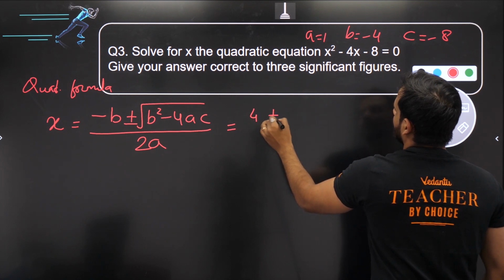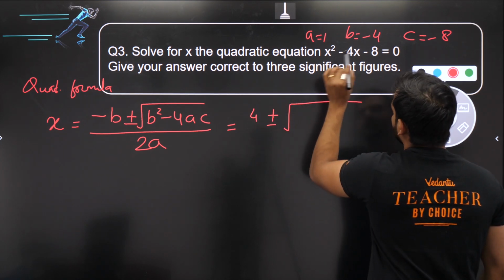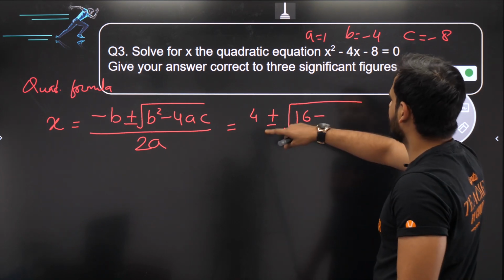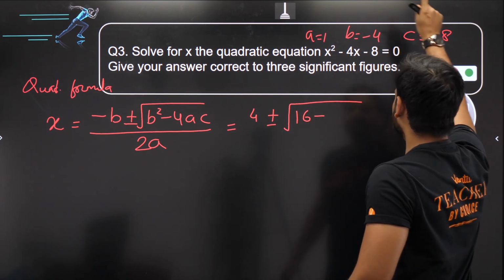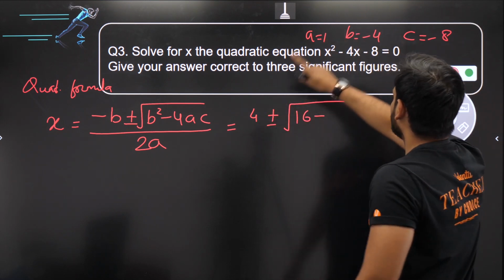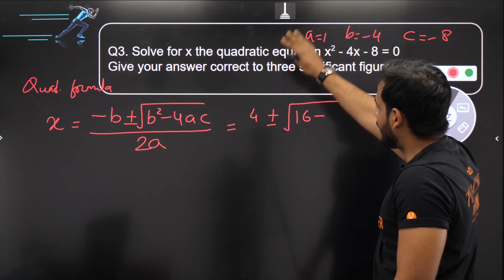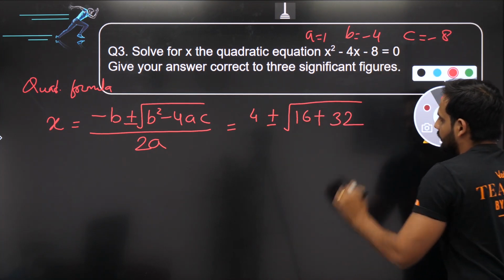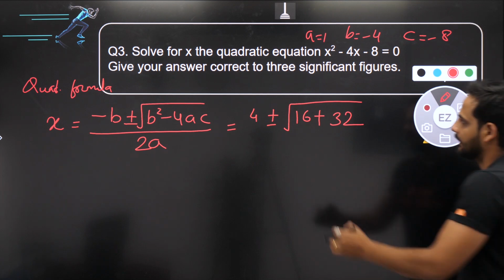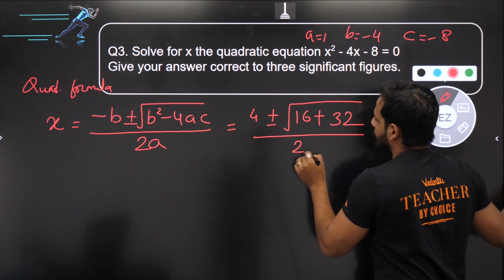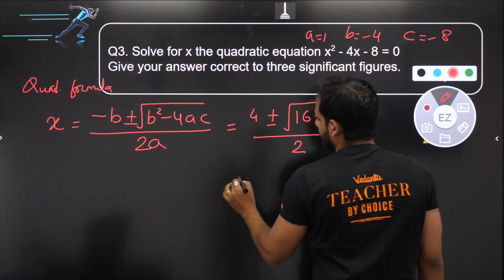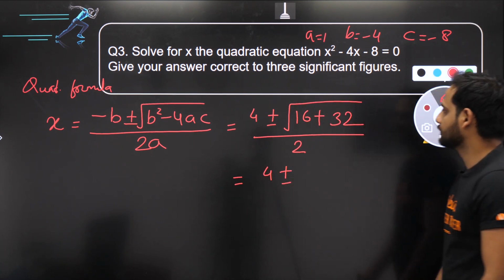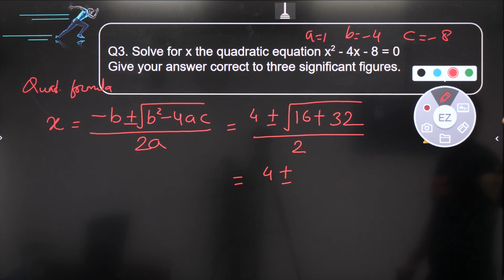Plus 4 plus minus under root of b square, minus 4 square is 16, minus 4 into 1 into minus 8. So minus 4 into 1 is minus 4, and minus 4 into minus 8, minus into minus will be plus, and 8 fours are 32, right? Divided by 2 into a, 2 into 1 is 2. So what will you be getting? You will be getting 4 plus minus, what will this become? This will become 48.